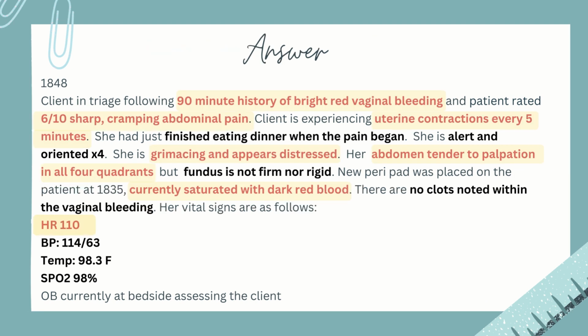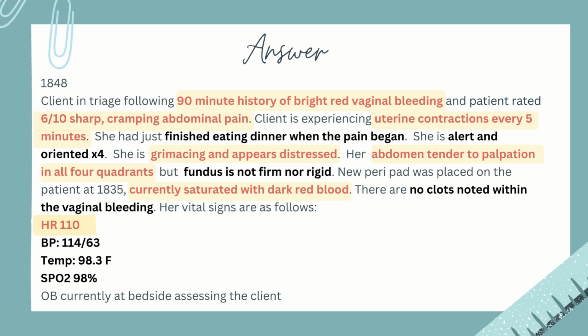All right, and here it is. We have 90-minute history of bright red vaginal bleeding selected, 6 out of 10 sharp cramping abdominal pain, uterine contractions every 5 minutes, grimacing and appears distressed, abdomen tender to palpation in all 4 quadrants, peripad is currently saturated with dark red blood, and the heart rate highlighted.